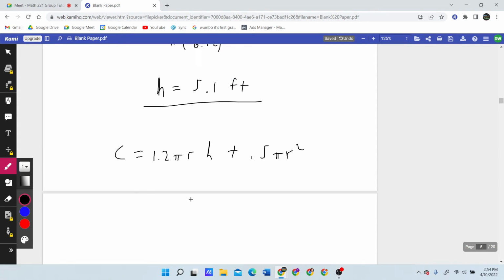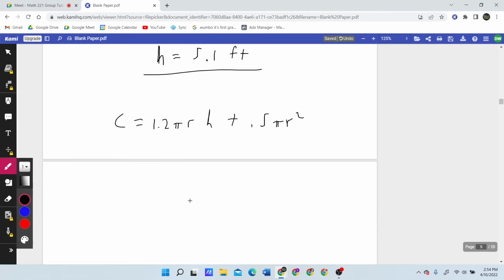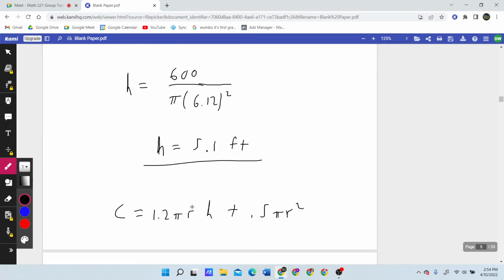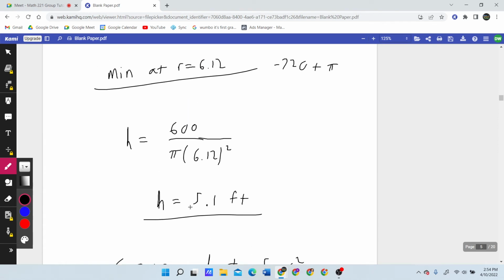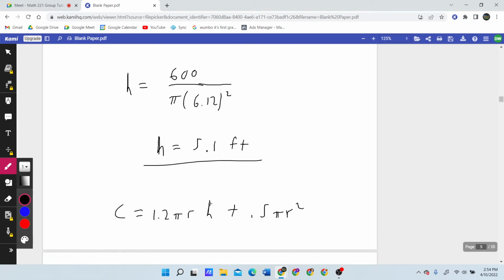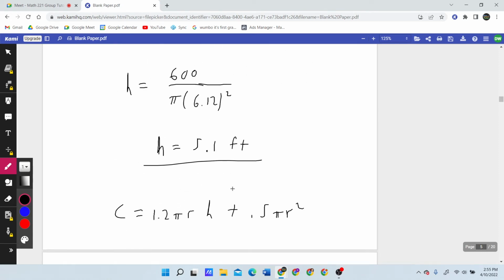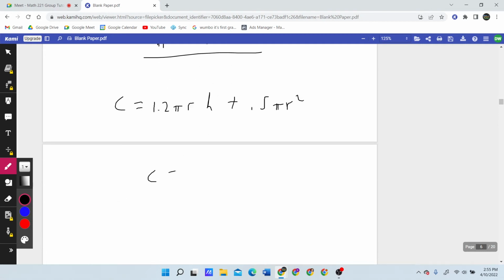Now I'm going to plug in for r equals 6.12 and h equals 5.1. Let's plug it in my calculator and see what I get, and it will be the final answer. Times 6.12 times 5.1 plus 0.5 times pi times radius squared, so 6.12 squared. And you get a final answer that the cost is going to equal $176. And 3 sig figs is good.